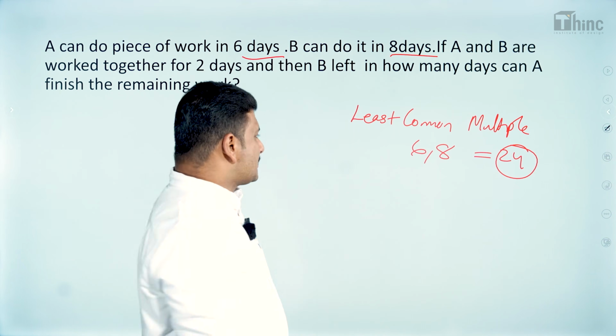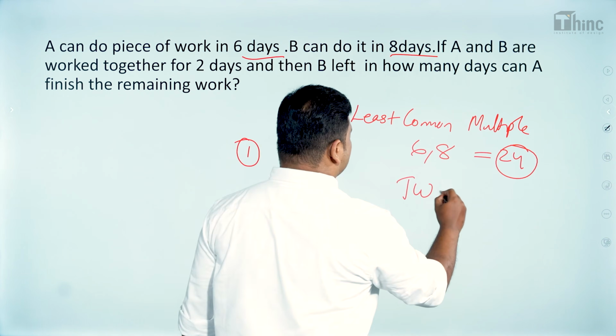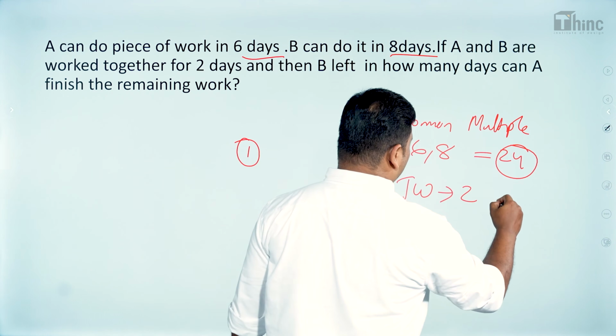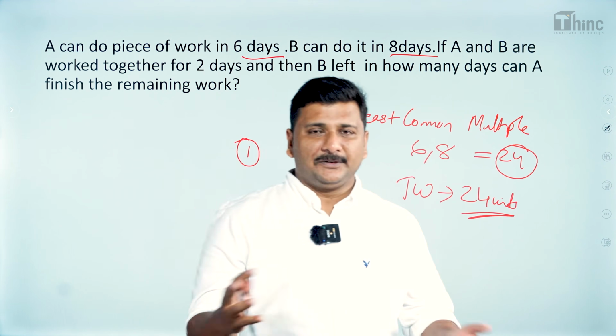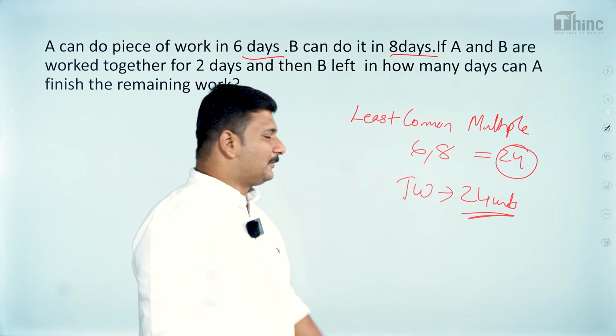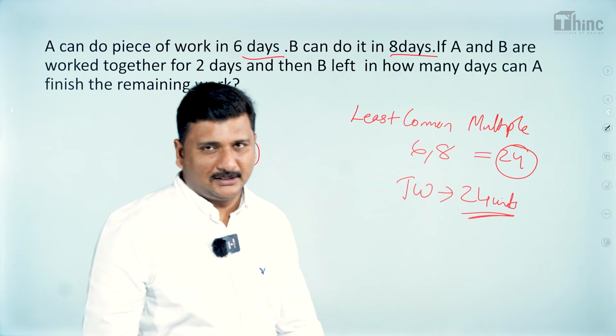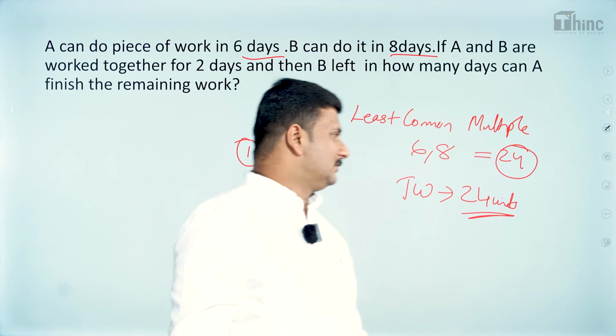That's it. So we are assuming the total work as the LCM, which is 24 units. That is the first step. So what are we doing? We are going for a common multiple, that is 24, and we are assuming that is a total work to be done. So we are assuming 24 units as a total work.